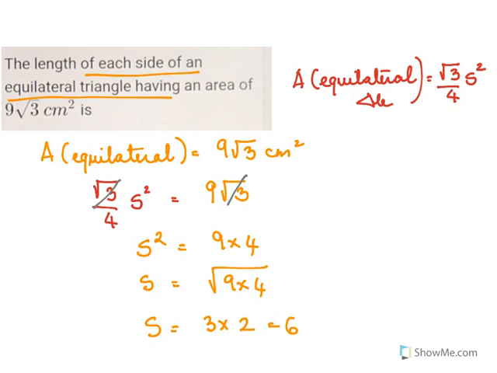So this triangle, whose area is equal to 9 root 3, will have a side of 6. This will be 6, 6 and 6. And you need to remember the area of an equilateral triangle, the formula root 3 by 4 side square.